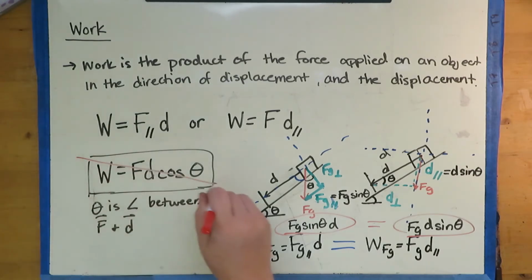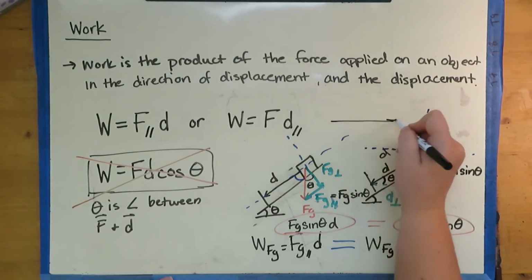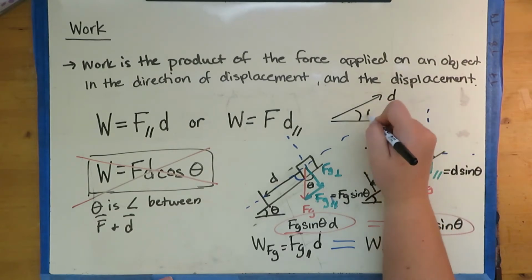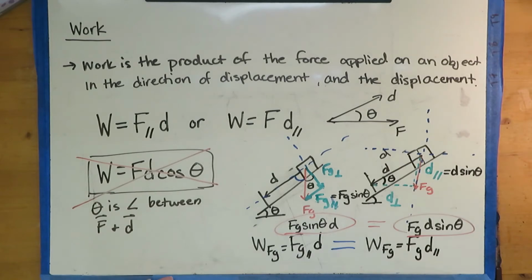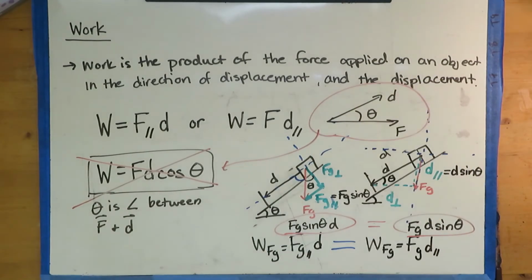So that's why I don't like this equation, because this one only works if they actually give you the angle between force and displacement. So the angle theta that is in this equation is this particular angle here. It has to be the angle between those two vectors when they are in contact with each other at the point of that angle. So we can do work calculations based on that.